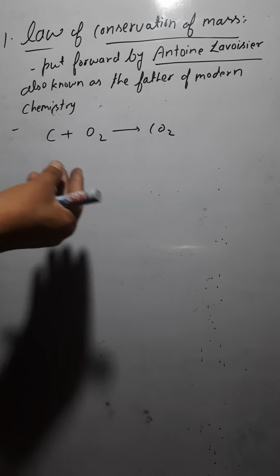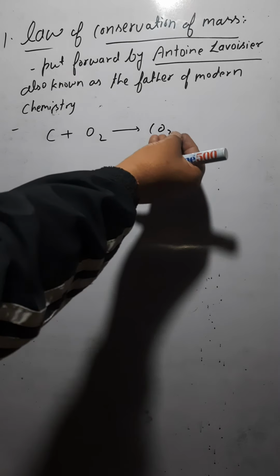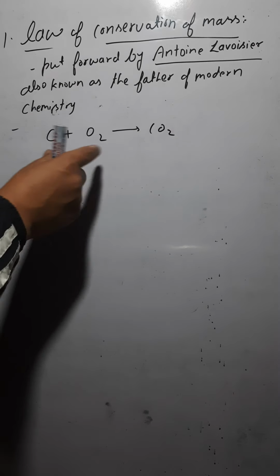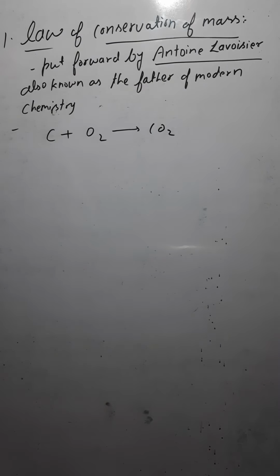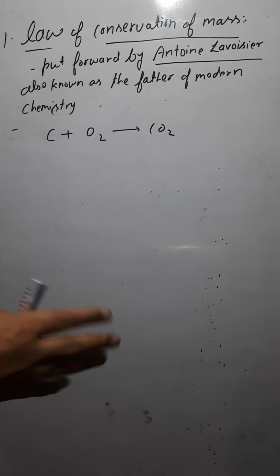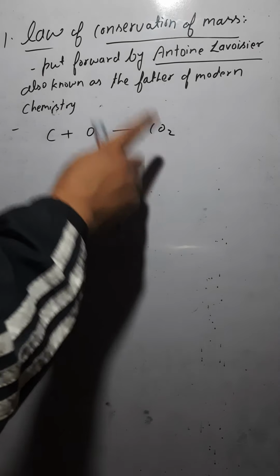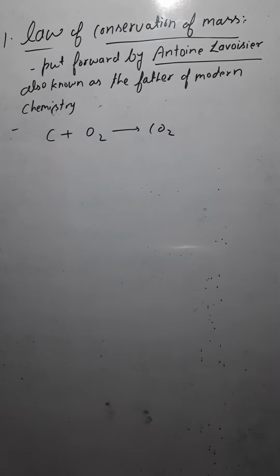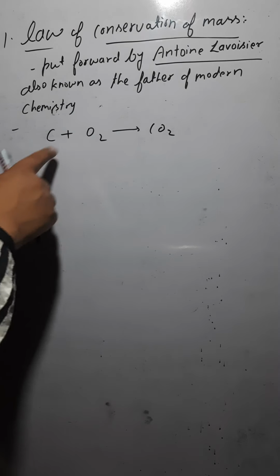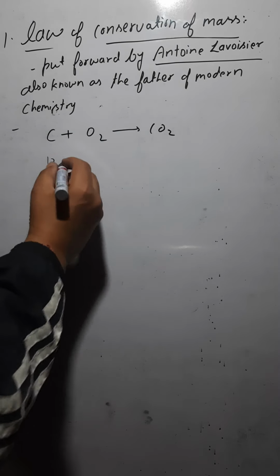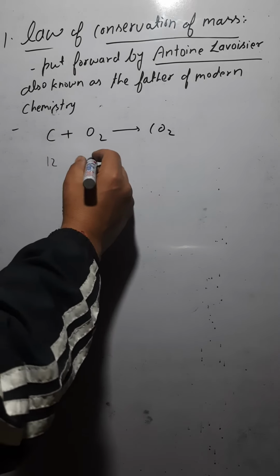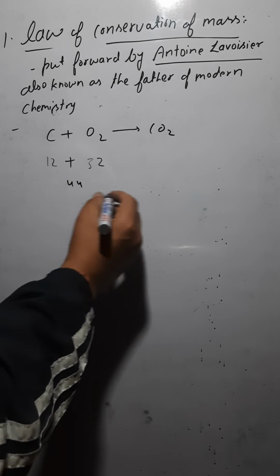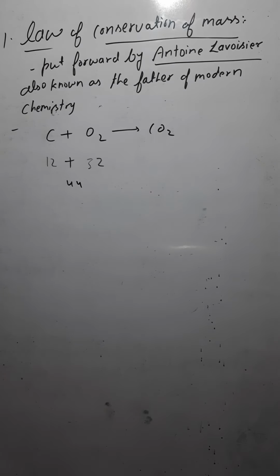What does this mean? It means neither you can create some extra mass here, nor you can lower some mass here. Whatever the total mass is here should be the total mass here also. So this is the law of conservation of mass. It means that mass can neither be created nor destroyed. Let's say the mass of carbon is 12 and that of oxygen is 16, and two atoms are there, so 16 times 2 is 32. So total mass would be 44. This is the total mass of carbon and oxygen.